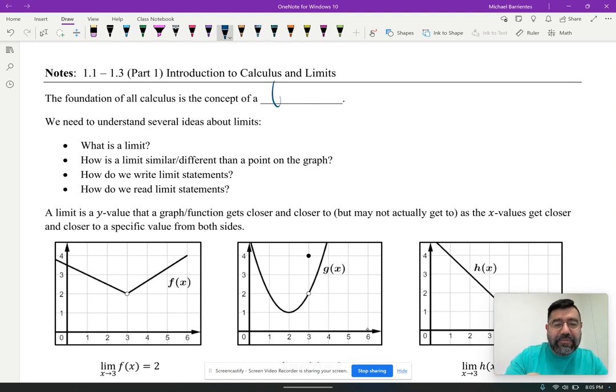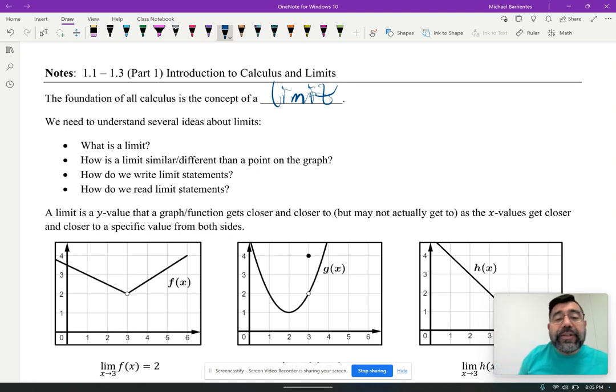So I'm going to ask you to write in here to complete this first statement. The foundation of all calculus is the concept of a limit. Now, in this video, we're going to talk about what a limit is, how it's similar but not exactly the same thing as a defined point. We'll talk about how to read limits and how to write limits. And then in the next video, we'll talk about how to evaluate limits using graphs and tables. So here we go. First video.